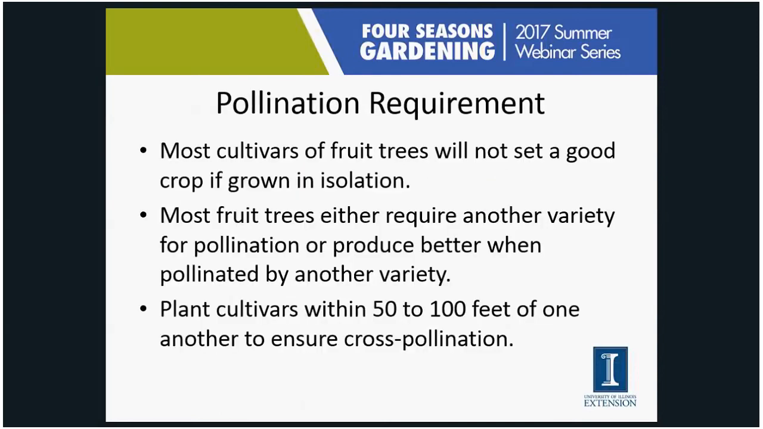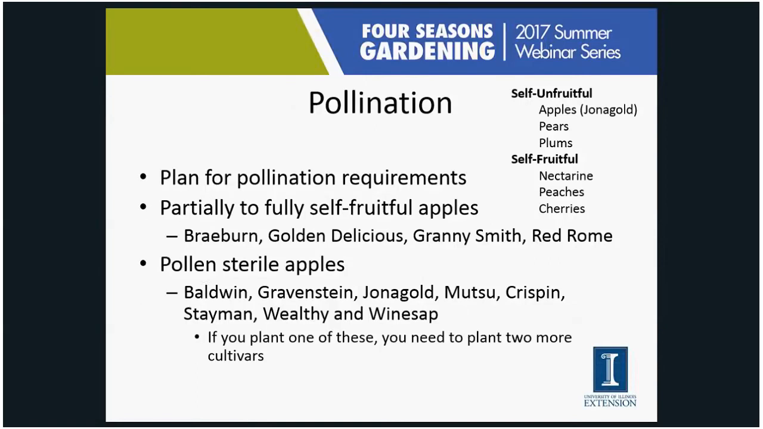Most fruit trees are not going to set fruit if they're grown in isolation, so they're going to need to be within 50 to 100 feet to make sure they have adequate pollination. And they're going to need another variety for pollination, and they'll be able to produce better whenever they're pollinated by another variety.